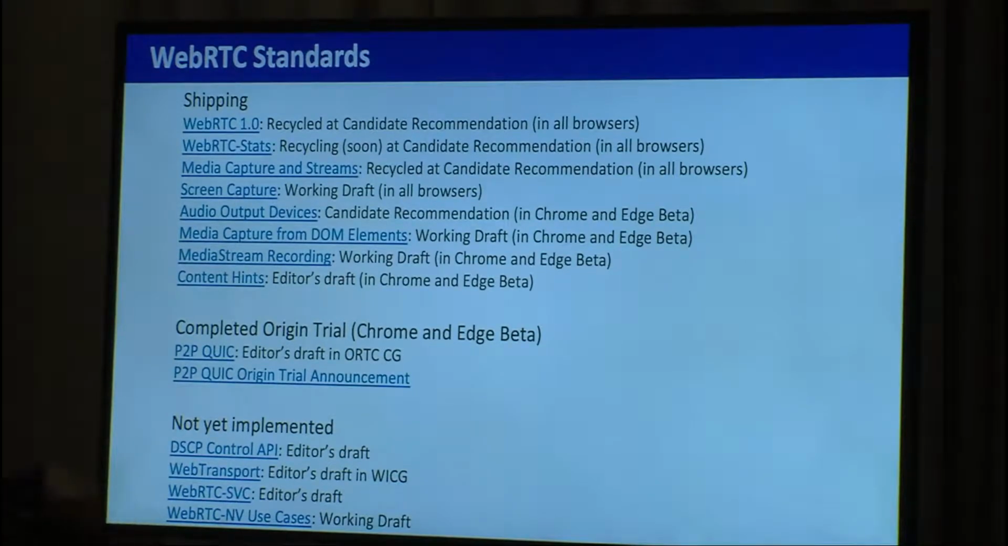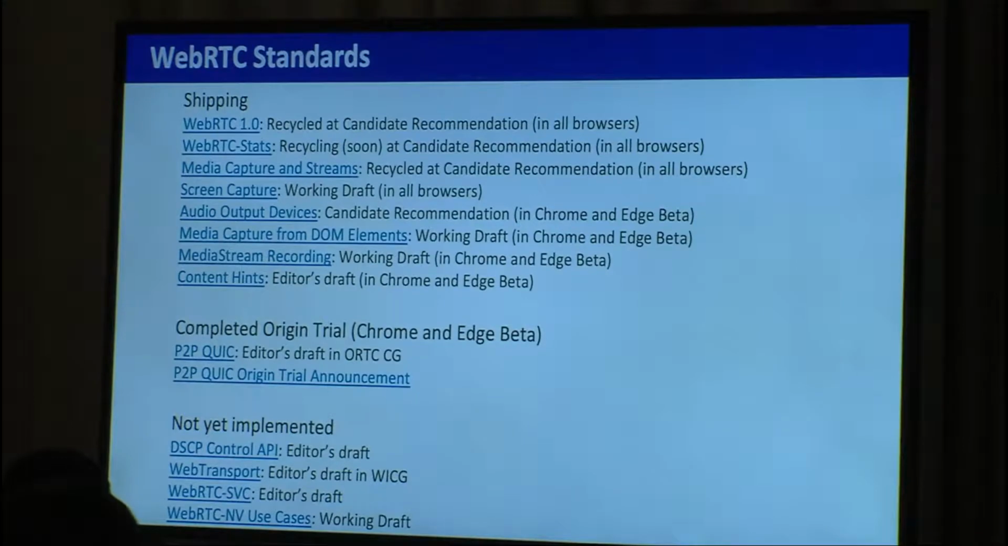And then there are a bunch of specs which aren't implemented yet, but we're hoping to make progress on. There's the DSCP control API, you know, the old saying that QoS is great for PhDs, but not so much for applications. I think we're proving that correct here. We don't really have any prospects for implementation of QoS within WebRTC, but hopefully we can find something that would work. The web transport, which I mentioned, the WebRTC SVC, there is an intent to implement statement on that, and I'm hoping that we will get movement on that in 2020.